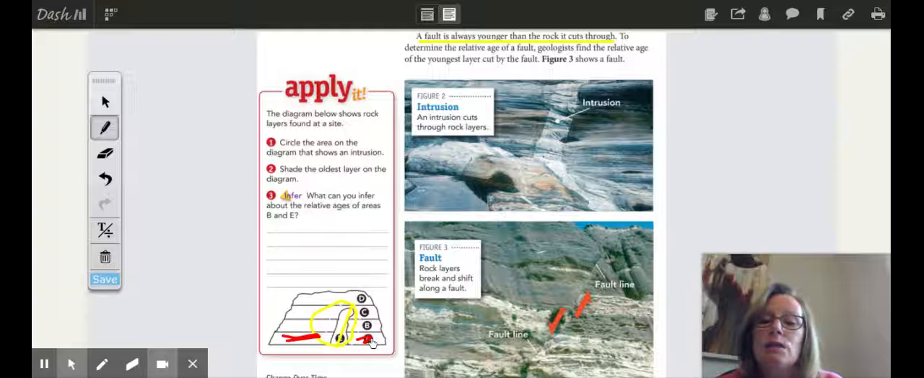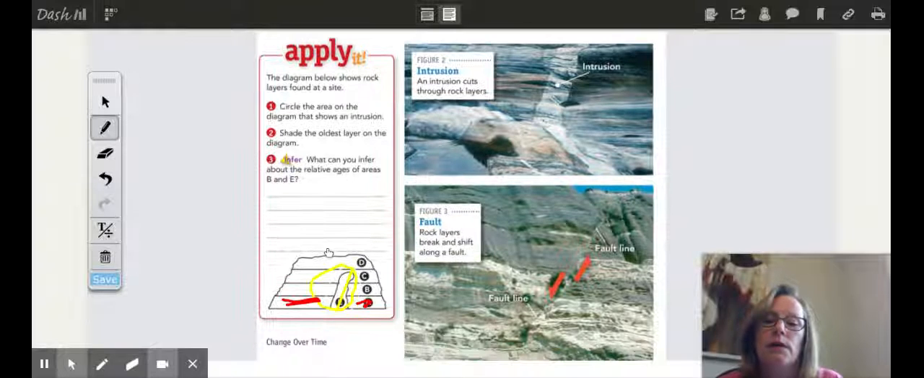Okay, and then it says, what can you infer about the relative ages of areas B and E? So let's see. Layer B is older than layer E. So this is E. I kind of covered up E. But B would be the older layer because the intrusion at E cuts through layer B. So that's an intrusion when it's up like that. There you go.